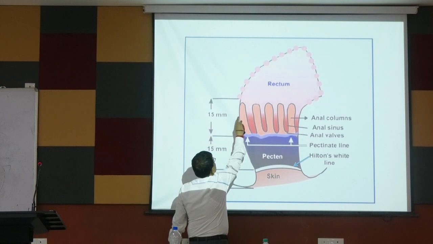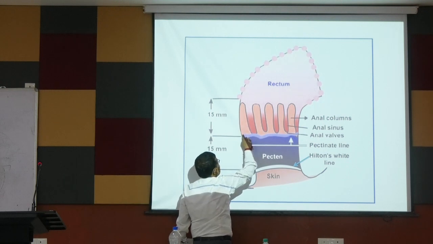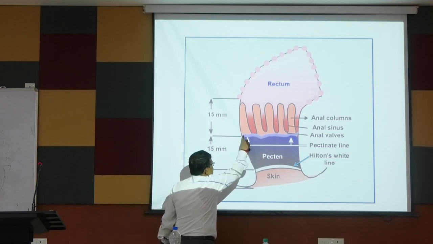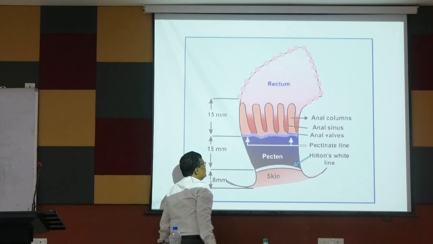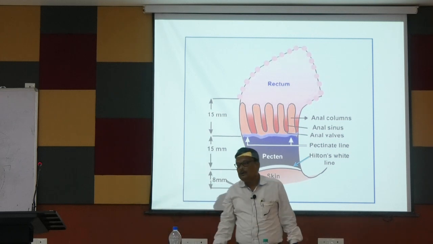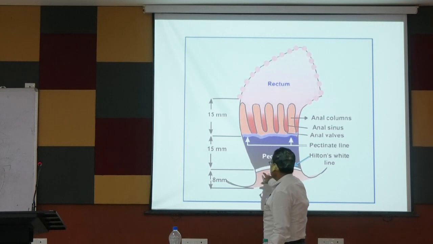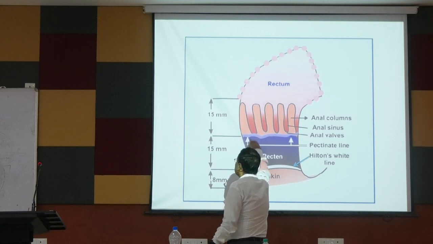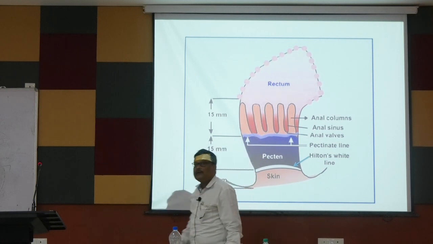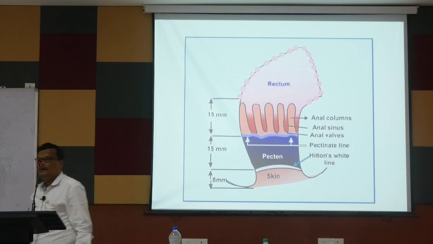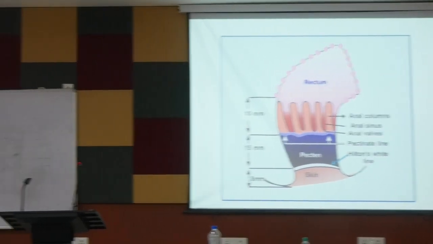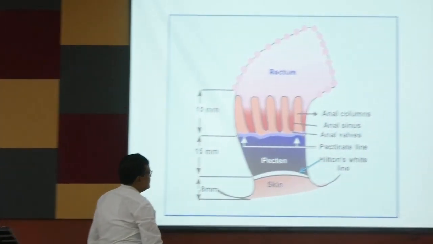So one area from the rectosigmoid junction up to the pectinate line is called the upper part, 15 millimeter. From the pectinate line to the Hilton line, 15 millimeter, is known as the transitional zone, and the lower part is only 8 millimeter, which is mainly lined by the skin. The upper parts are lined by the mucous membrane, but this lower part is lined by the skin. So it is lined by keratinized stratified squamous epithelium, and the lower part is sometimes called the anal margin.